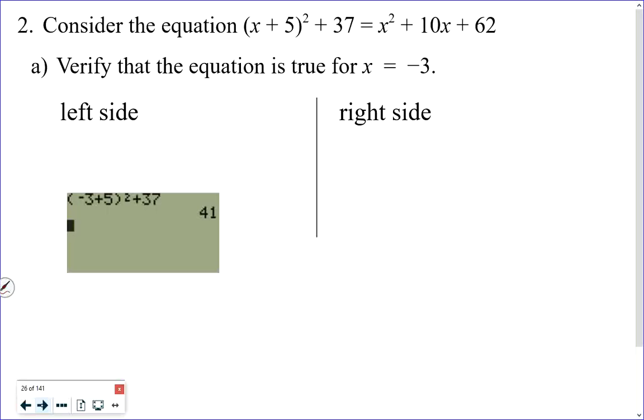And it turns out if I put -3 in for x, -3 plus 5 is 2, 2 squared is 4, 4 plus 37 gives you 41. What about the other side? Well, -3 squared plus 10 times -3 plus 62 also gives you 41. And you can feel free to enter that in your calculator to convince you, or you can have faith in me that I'm not going to lie to you. I'm telling you the truth, okay? So we have verified that the equation is true for -3.